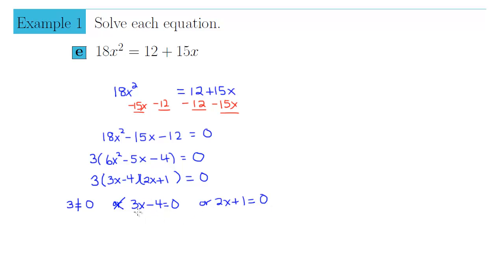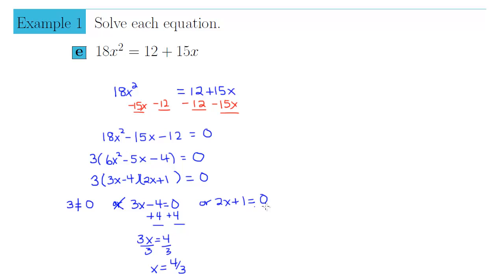Well, what will make 3x minus 4 equal to 0? Let's solve for x. Add 4 to both sides first. That gives us 3x equals 4. And then divide by 3 on both sides. That means x is 4/3. If you take 4/3 and substitute it into this quantity, you get 0.